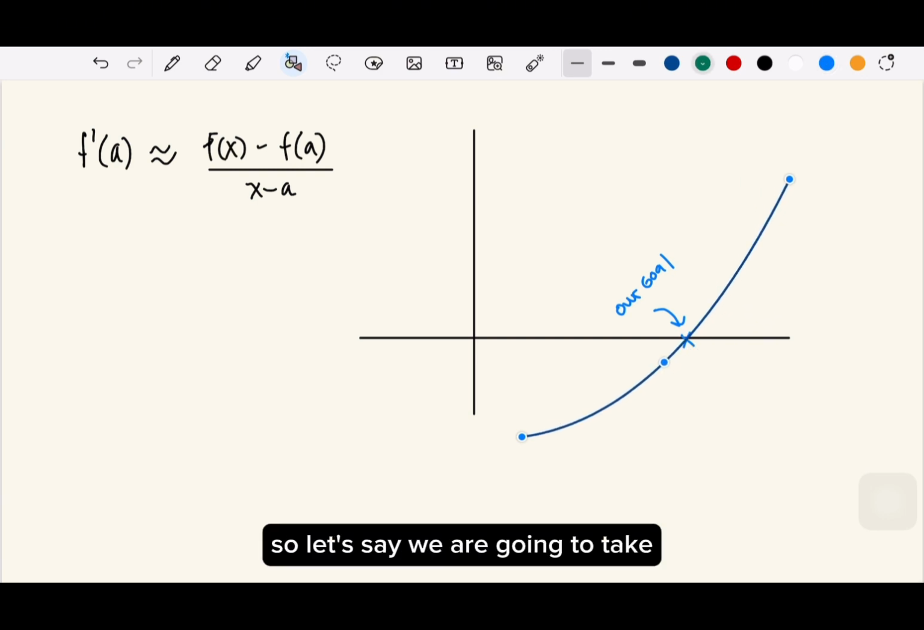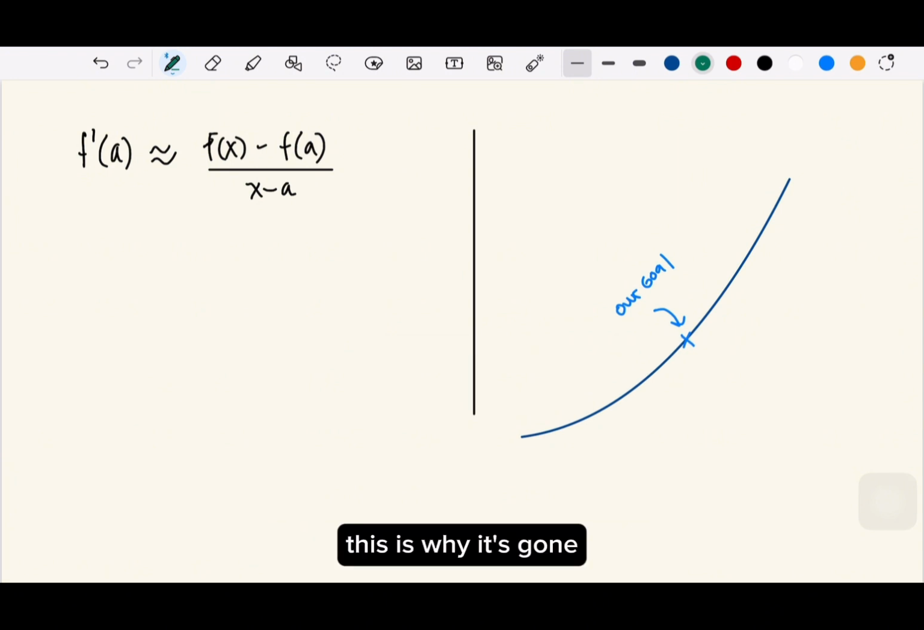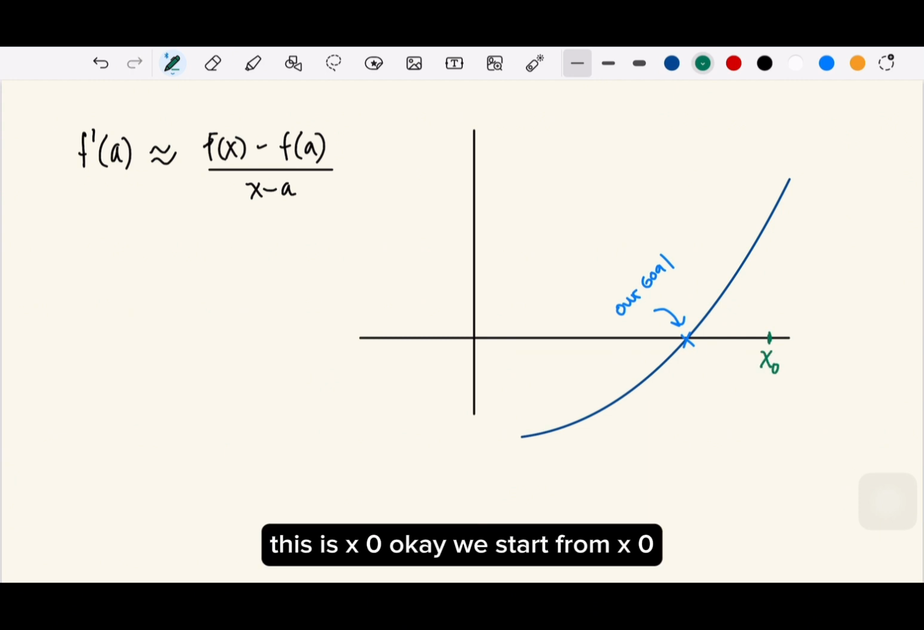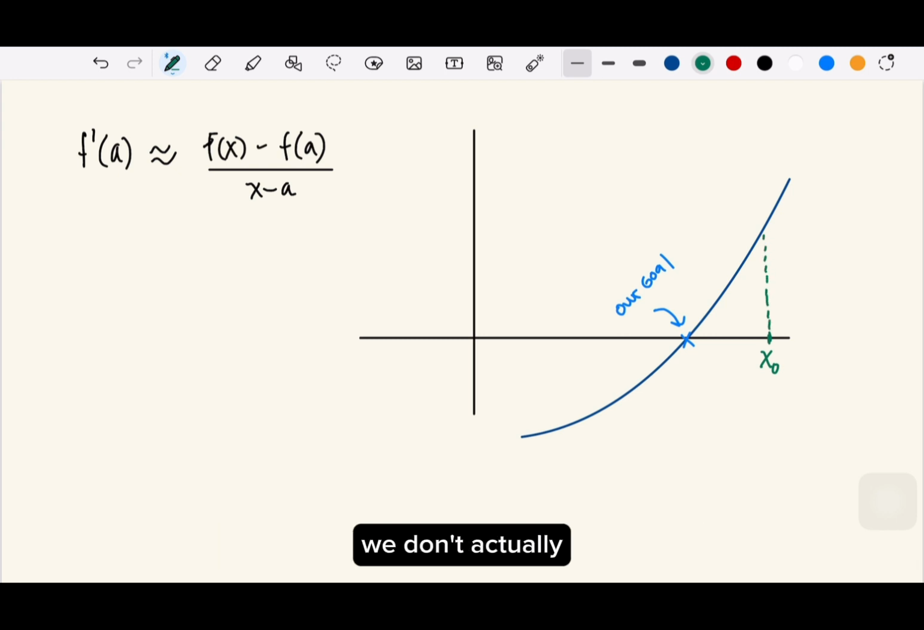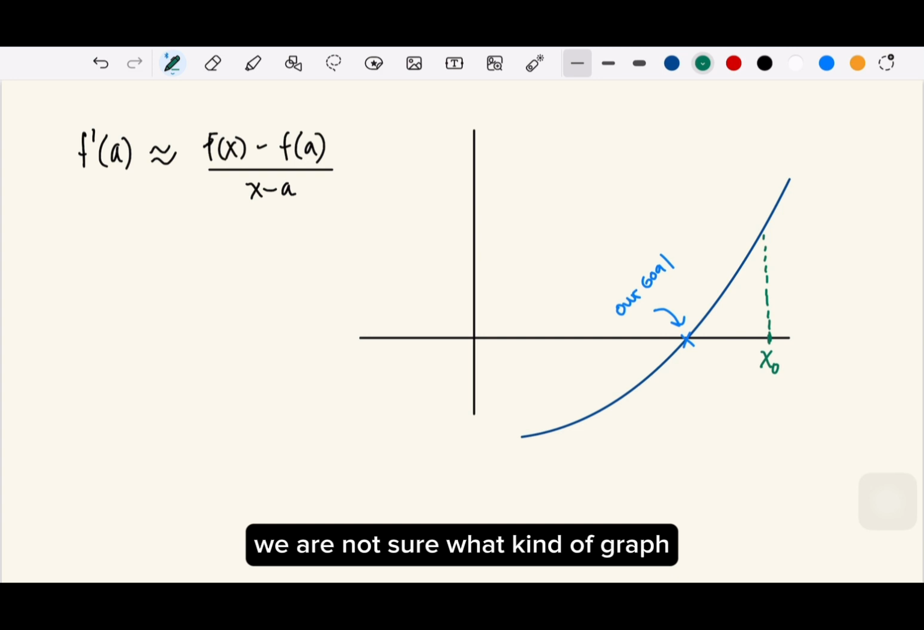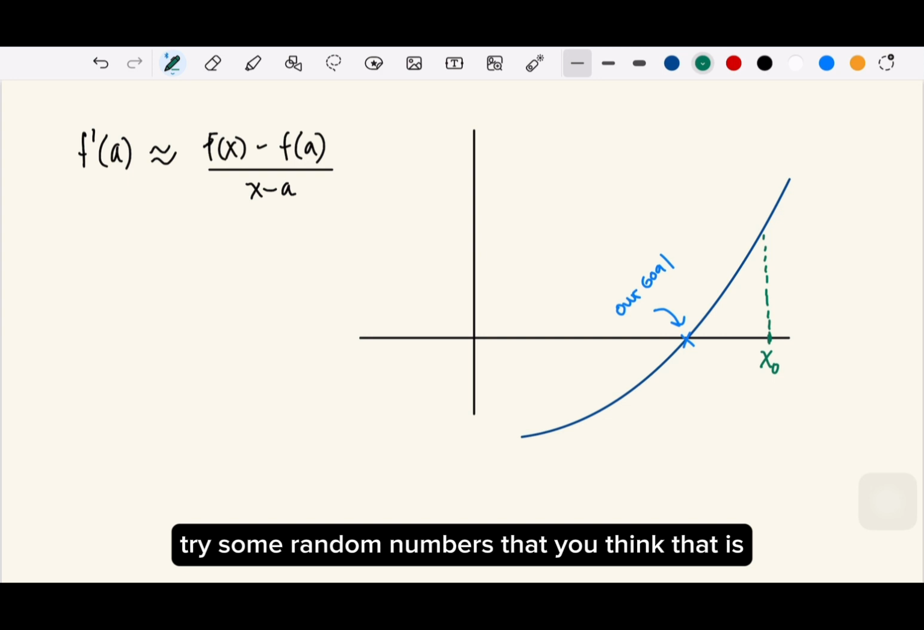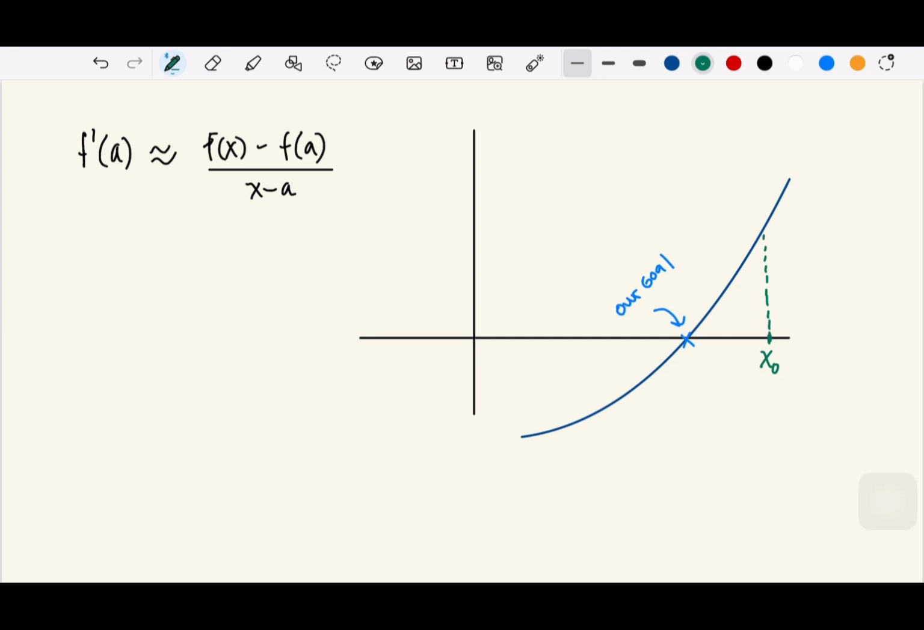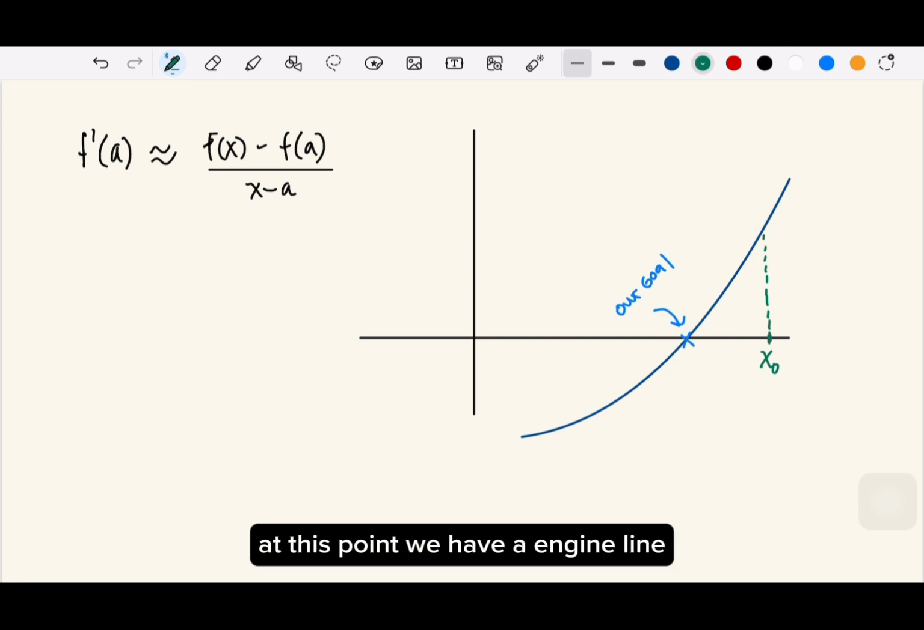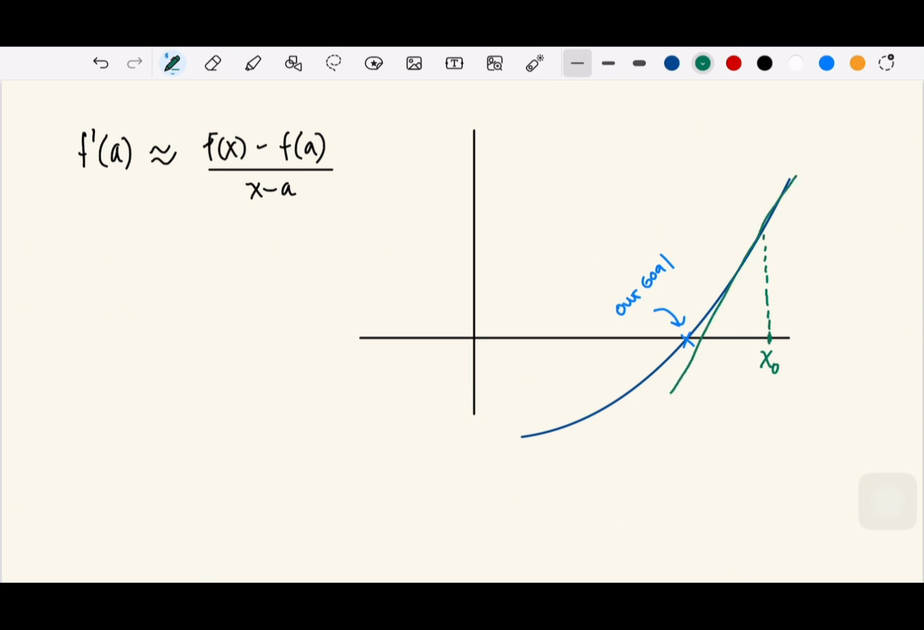So let's say we start from here. This is x0. Okay, we start from x0. It's a little bit far from our goal, but let's start with x0 because we are not sure what kind of graph it is. This is just an illustration, so we just try some random number that we think is similar. We try x0, getting through here. At this point, we have a tangent line. Right? We have a tangent line. The tangent is going to be that.